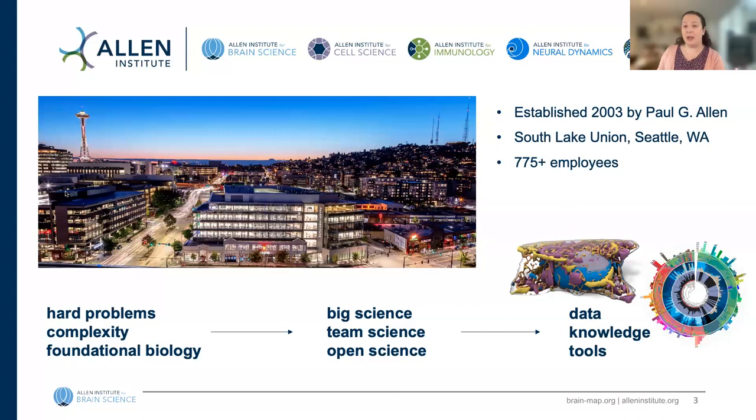We have about 800 employees here at the Allen Institute, and the work we're talking about today is also affiliated with BICAN, which is a nationwide network for which we are one of the organizing centers. So with that, I'm going to hand it off to Mike, who's going to tell you more about BICAN and some of the work that we're doing at the Allen Institute on defining cell types. Mike?